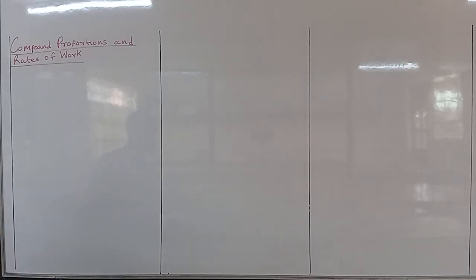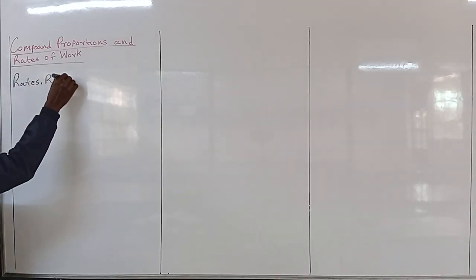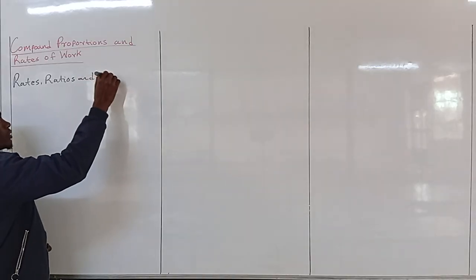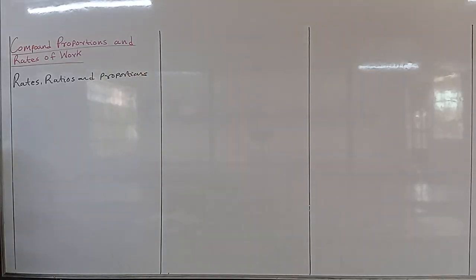So in grade 8, we learned about rates, ratios, and proportion. Rates, ratios, and proportions. These are concepts that are taught at grade 7, where a bit of it is introduced, but a good portion is handled at grade 8. So in this case, we are going to start with rates.